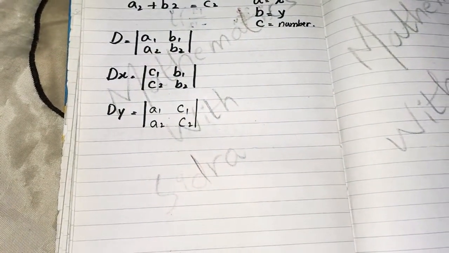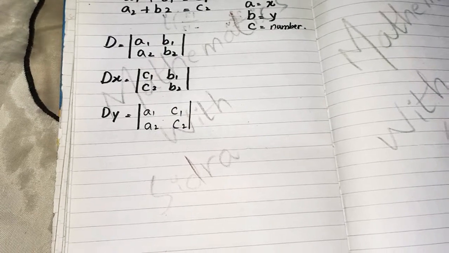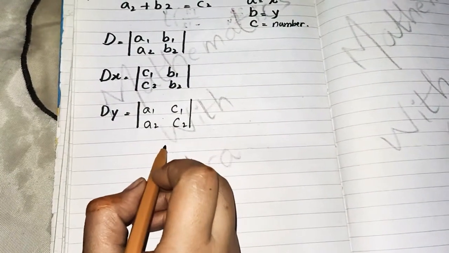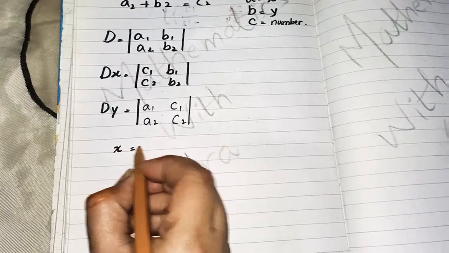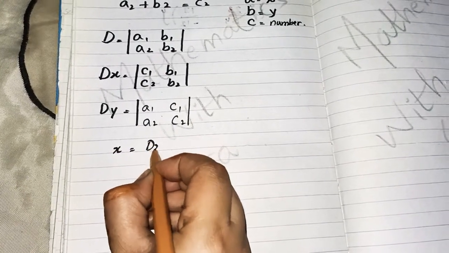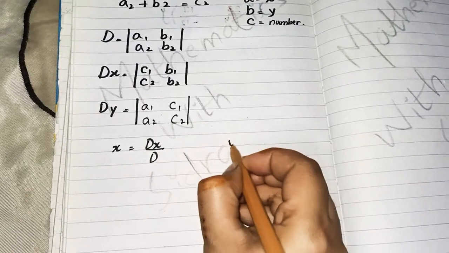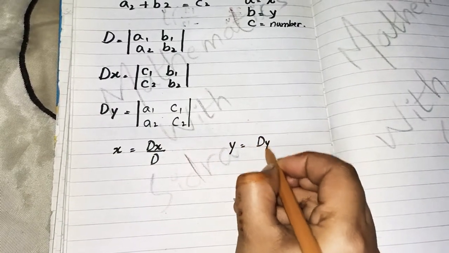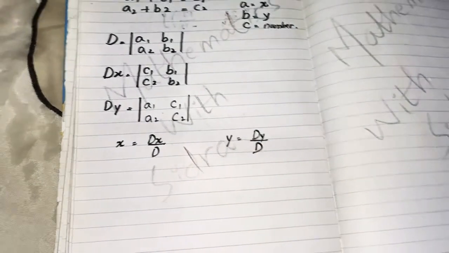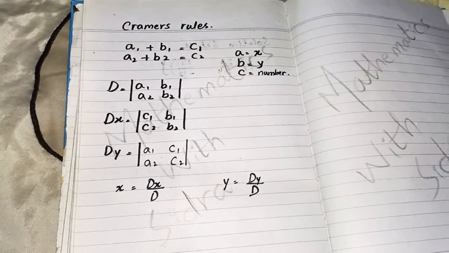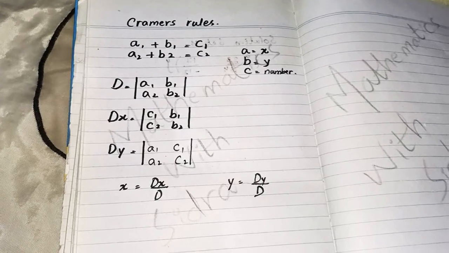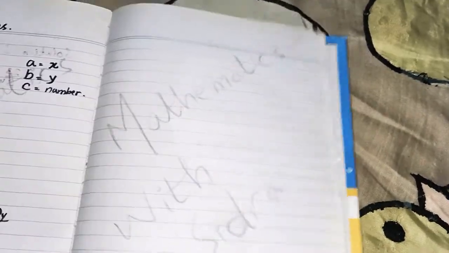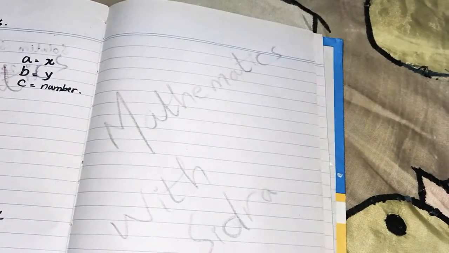Now we have to find out the d. Basic thing is we have to find out x and y in the solution set. So x is equals to dx upon d and y is equals to dy upon d. So this is the complete formula to find out the Cramer's rule. Now let's start from question number 1, question number 1 from 7.5.